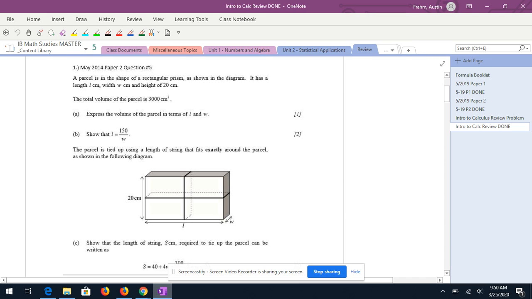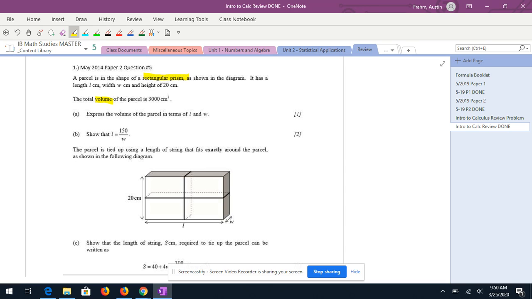All right, so question number 1, it says a parcel is in the shape of a rectangular prism as shown in the diagram. It has a length L, width W, and a height of 20 centimeters. All right, so the first thing I'm looking at is the shape of the parcel. It's a rectangular prism. They also tell you that the volume is 3,000 centimeters cubed.